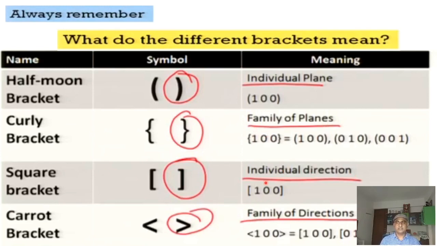Similarly, for directions, an individual direction is represented by a square bracket, [100]. The angle bracket, also called a carrot bracket, represents the family of directions for these types of numbers: 100, 010, or 001. So always keep in mind that whenever numbers are written in a half moon bracket, curly bracket, square bracket, or angle bracket, the first two are for planes and the other two are for directions.